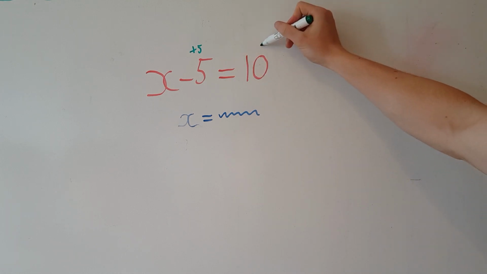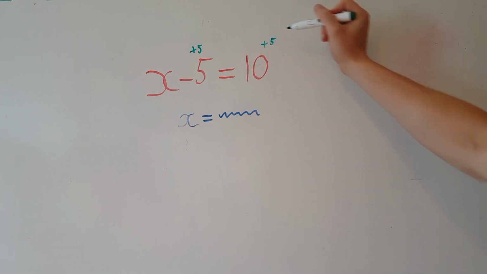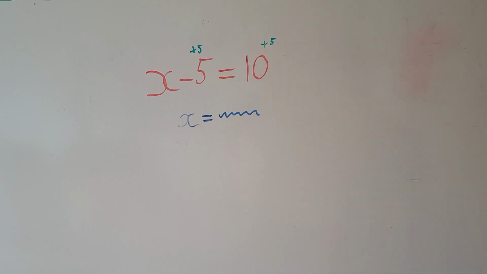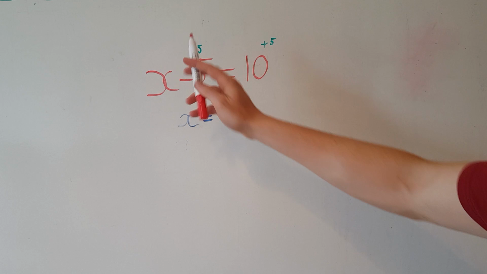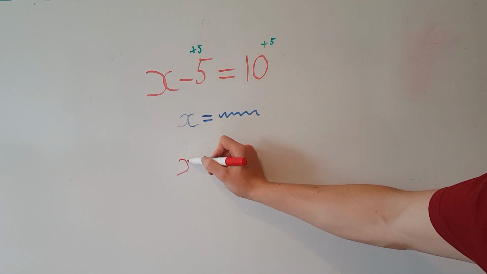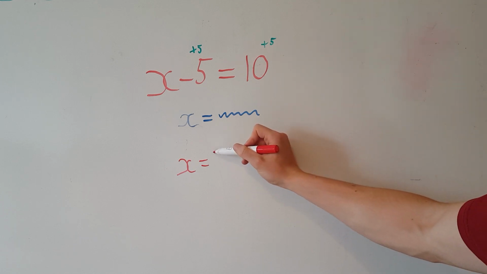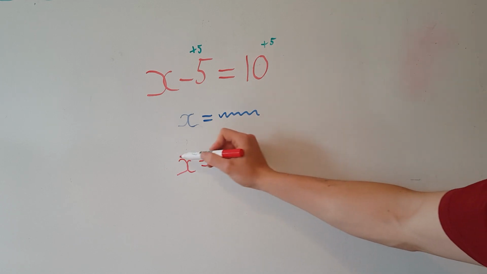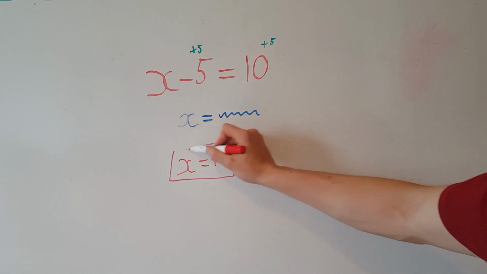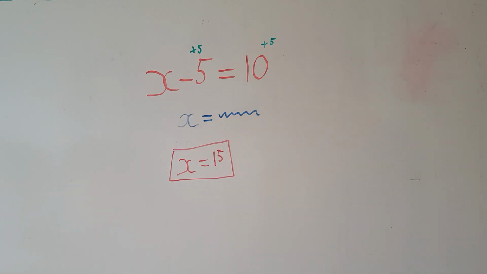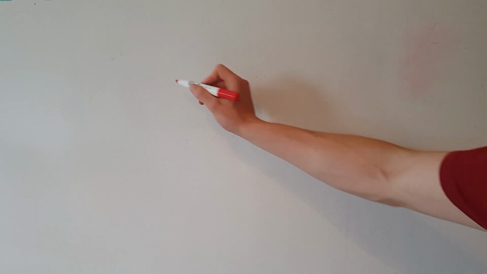And if we do that, what you do on the left, you do on the right. Plus 5, plus 5. Which means that we're going to have x minus 5 plus 5 is x on the left hand side. Right hand side, 10 plus 5, 15. And there's our answer, x equals 15. Now, we'll do a little bit of a different one.